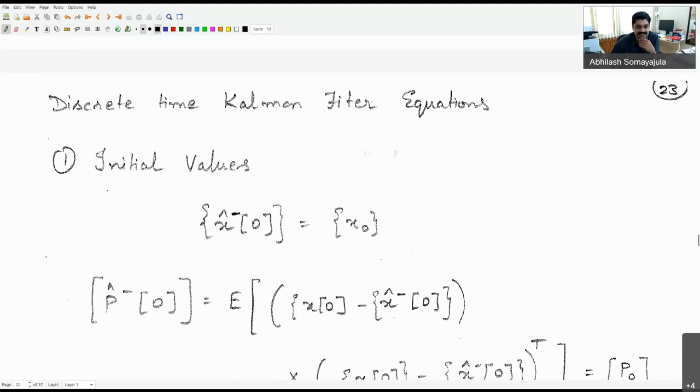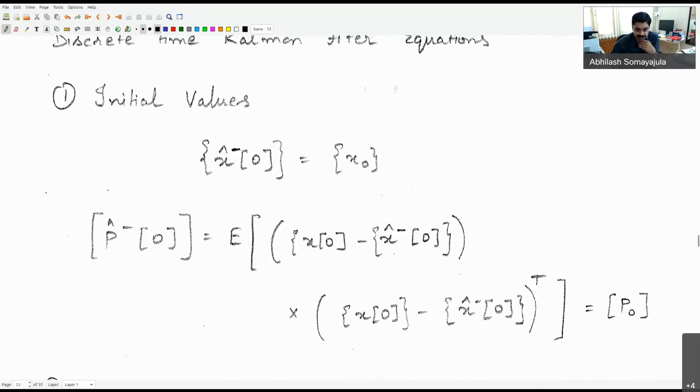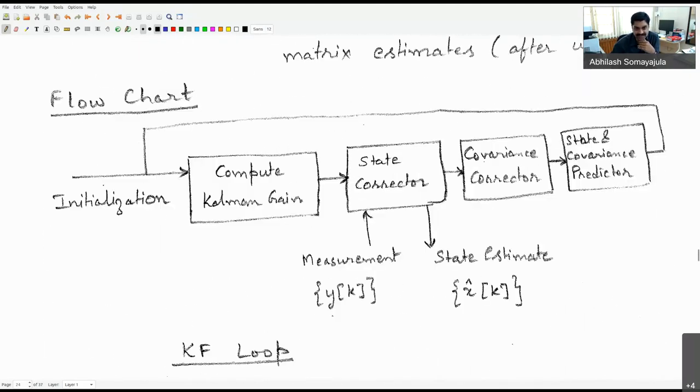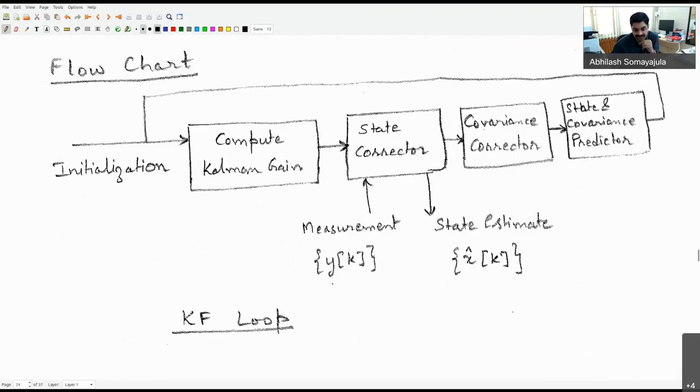Okay, so let us look at what are the steps in the Kalman filter. Rather than go through the equations, first I'll cover this flow chart and then I'll come back to the equations for each of the steps. In a flow chart sense, what is happening in the Kalman filter is we initialize some value of the estimated state at time zero, and we also specify some covariance matrix at time zero. Once we have these, we use the Kalman gain, the K matrix which we have seen before, in order to determine the new state vector.